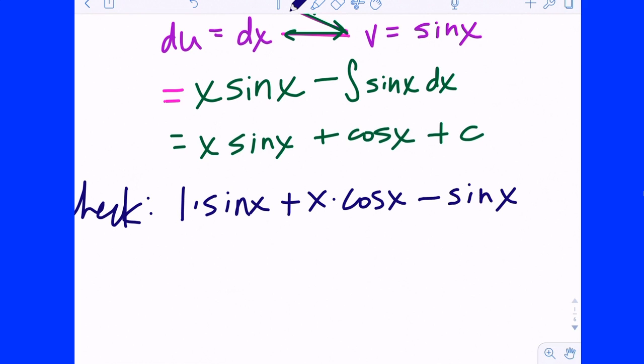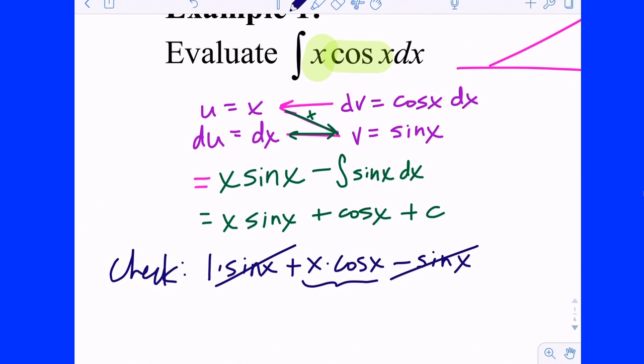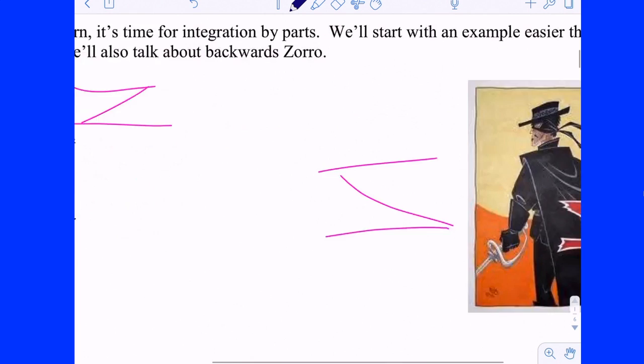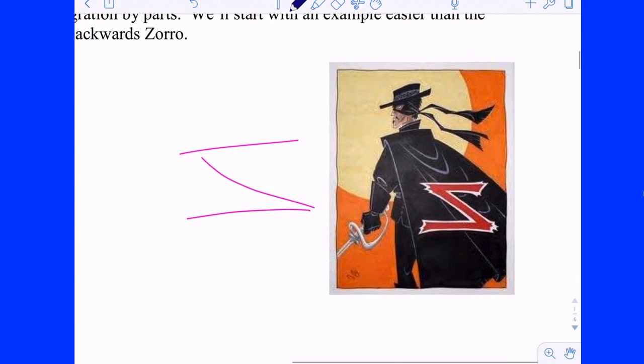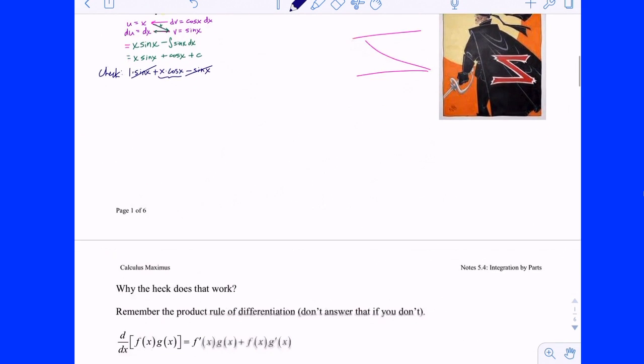Now, what happens with your signs in the front and back? I get x cosine of x, which is what I started with. So that's called integration by parts. Okay. Pretty cool, huh? Pretty nifty. All right, so backwards Zorro. Why the heck does that work? You're probably wondering that, right?